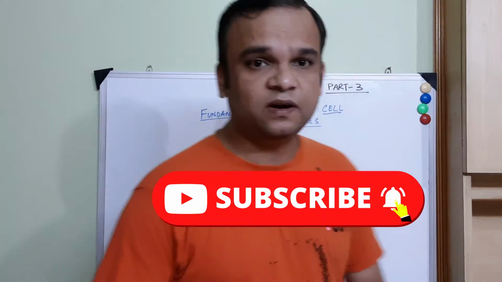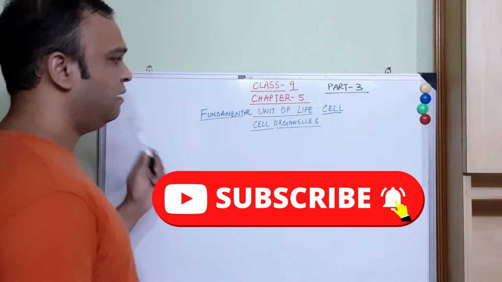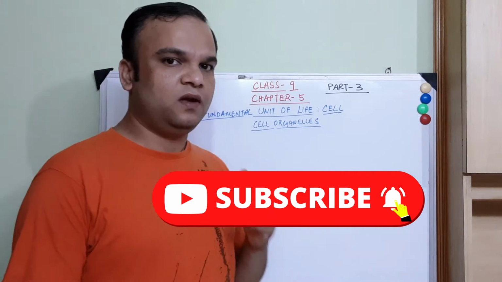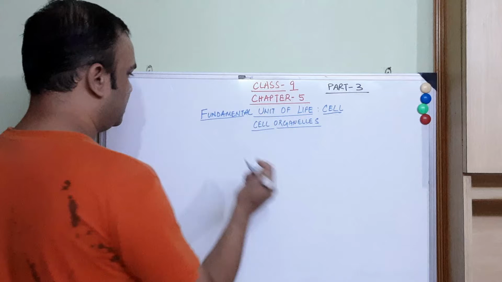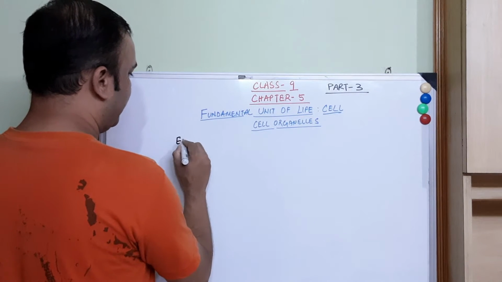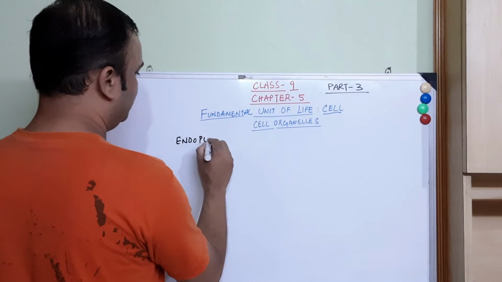We are doing chapter number 5 of class 9, the fundamental unit of life, cell. Today we are going to talk about an important cell organelle, and that is the endoplasmic reticulum.